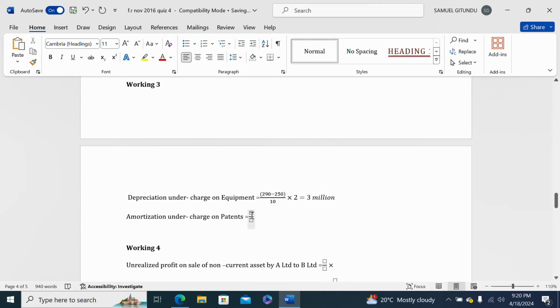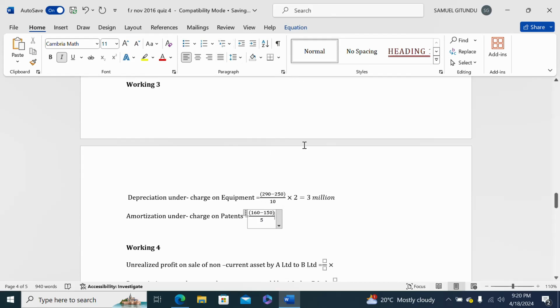So we take 160, which is the fair value now. We deduct 150, which is the book value. So we get an increase of 10. We divide by the useful life, which is the remaining useful life, which is 5 years.